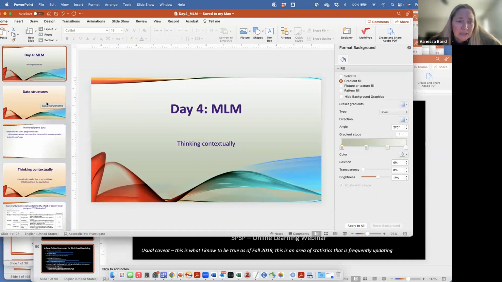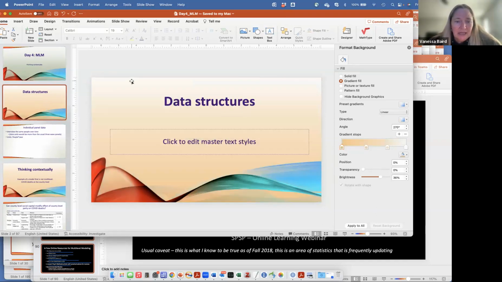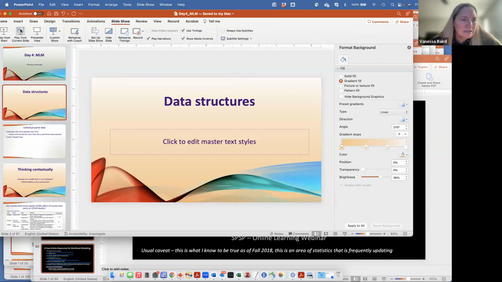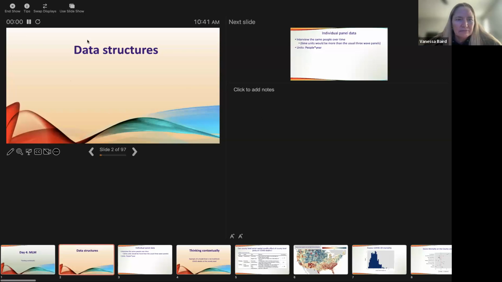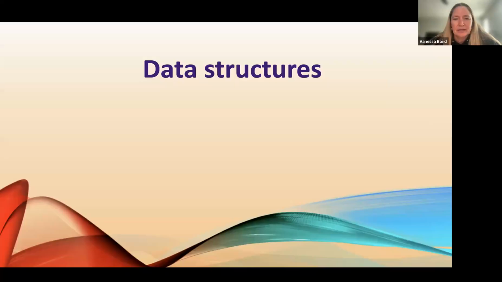All right, so I wanted to talk a little bit initially about the data structures. So let's talk about the various different data structures that we could think about. I wish I could move y'all. Maybe I'll just try to maybe to the side a little bit.